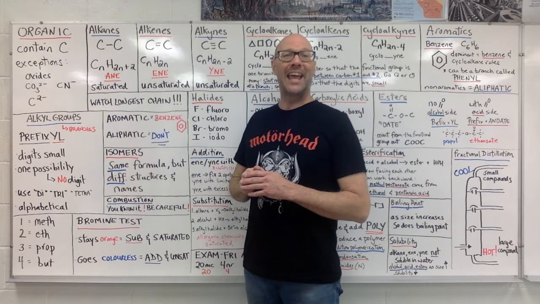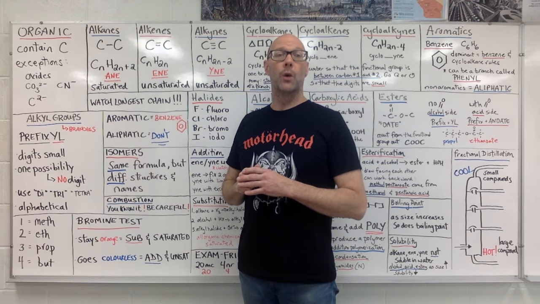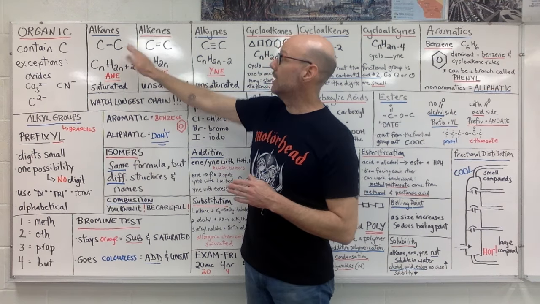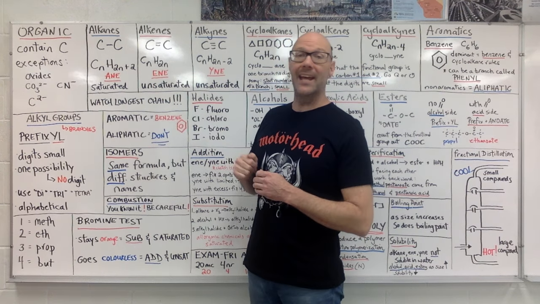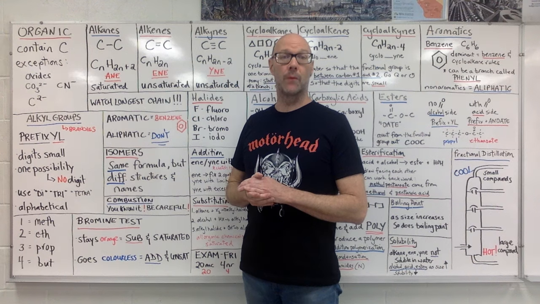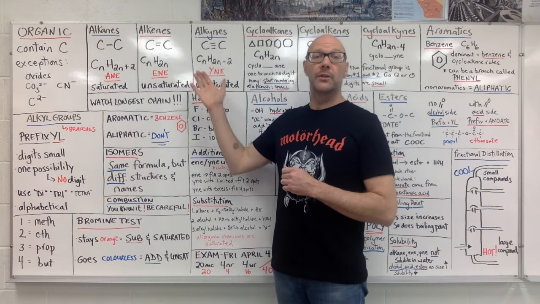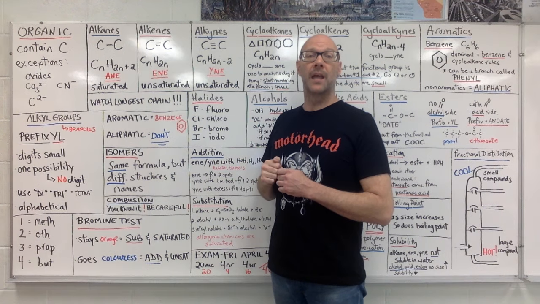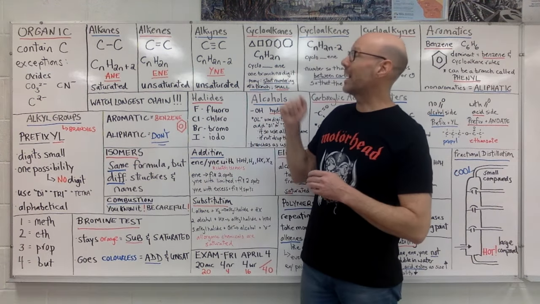Starting with alkanes. These are straight chain hydrocarbons where it's always a single bond in between all of the carbons. They have a general formula CnH2n+2, and they are classified as saturated compounds. Alkenes have a double bond. They're CnH2n. They're unsaturated.